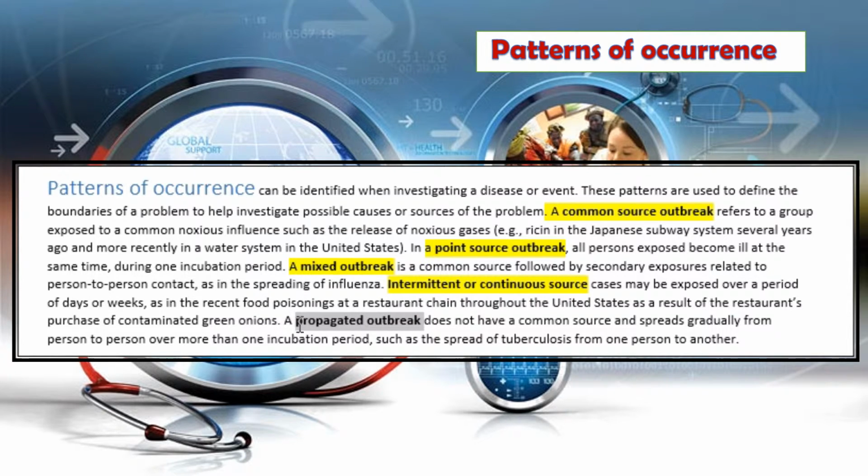A propagated outbreak does not have a common source and spreads gradually from person to person over more than one incubation period. Remember that a point source is one incubation period. So propagated is, we just keep incubating. An example is the spread of TB from one person to another. That is a propagated outbreak.